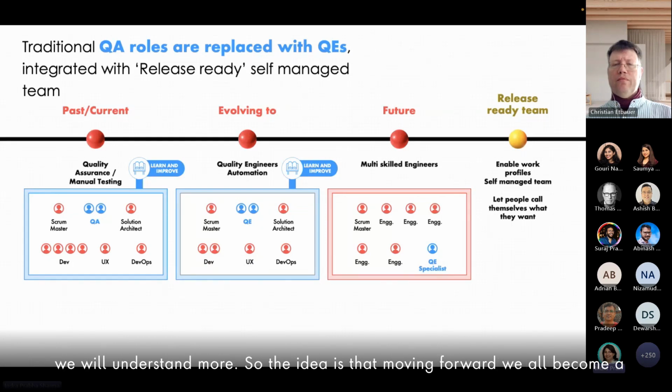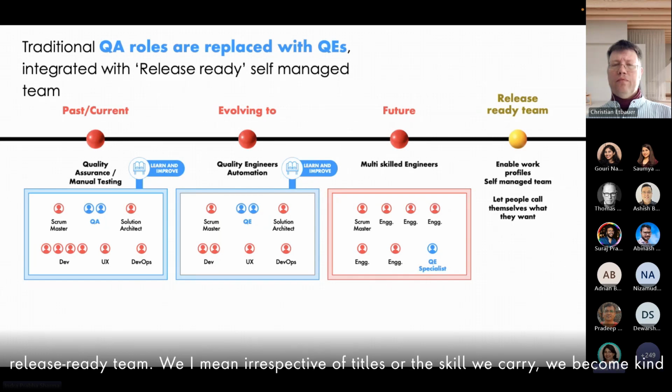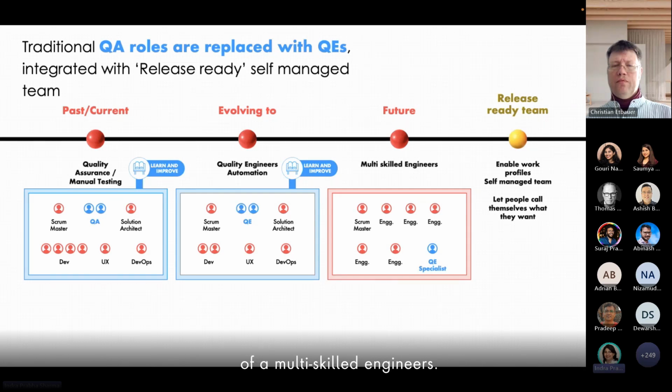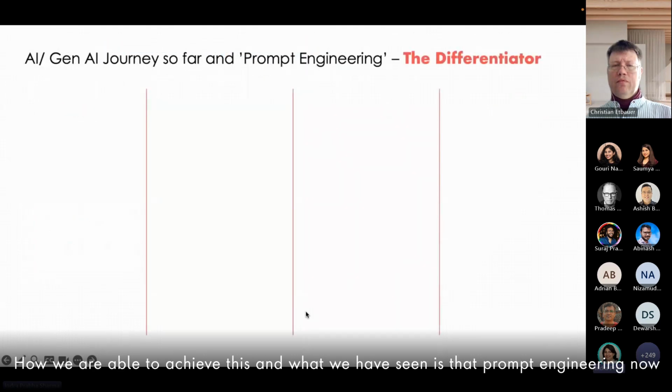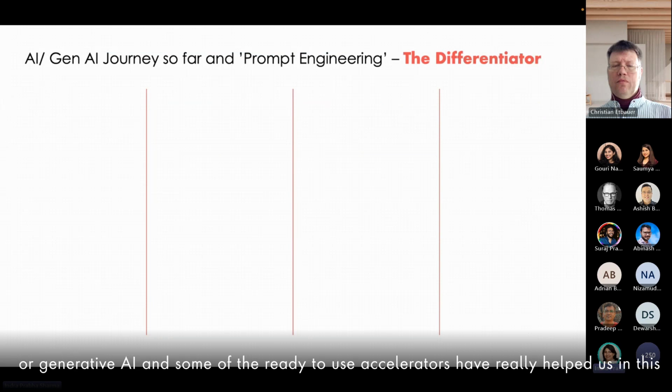So the idea is that moving forward, we all become a release-ready team. Irrespective of titles or the skill we carry, we become multi-skilled engineers. How we are able to achieve this: what we have seen is that prompt engineering, generative AI, and some ready-to-use accelerators have really helped us in this journey.